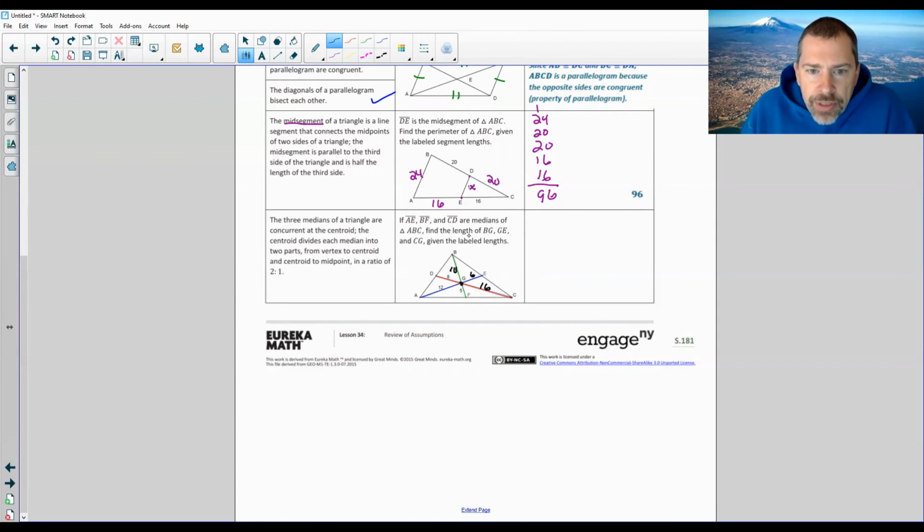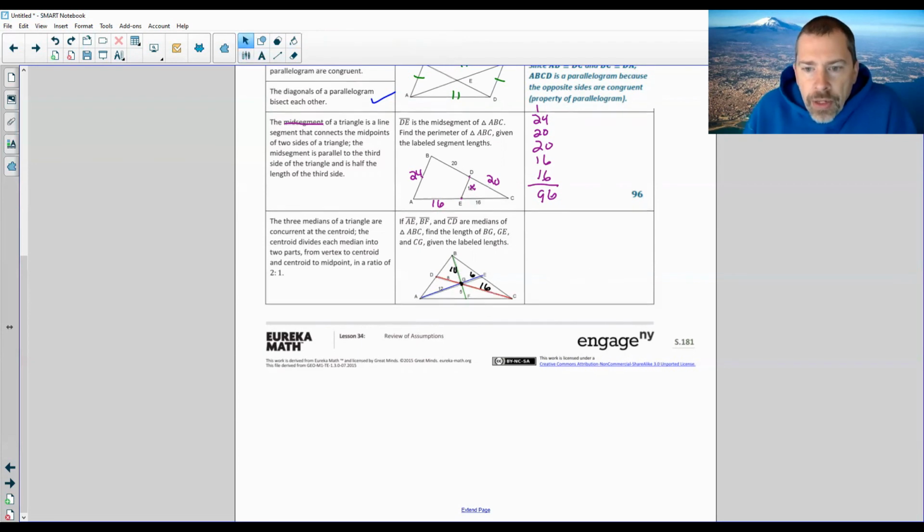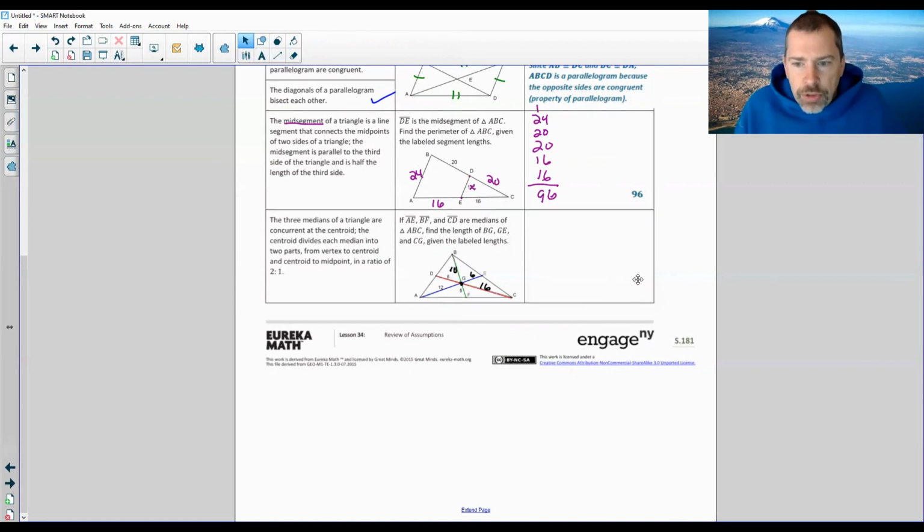Okay, so it says if AE, BF, and CD are medians of triangle ABC, find the lengths of BG, 10, GE, 6, and CG, 16. So it's 10, 6, and 16. Hey, where's my answer? There it is. So BG is 10, GE is 6, and CG is 16.